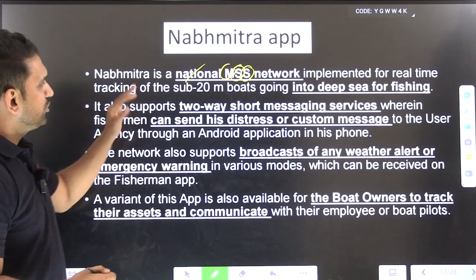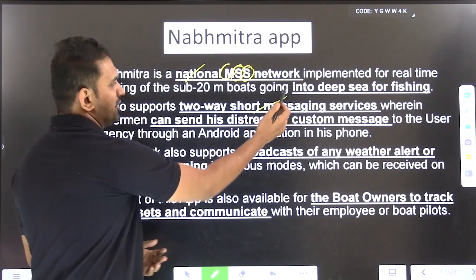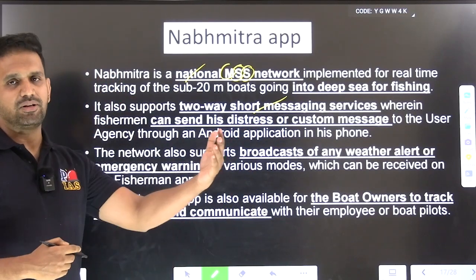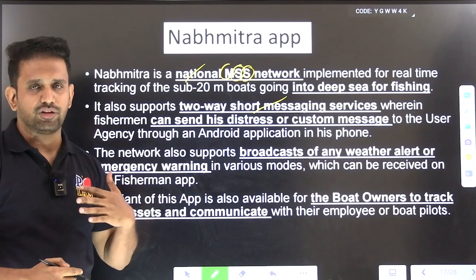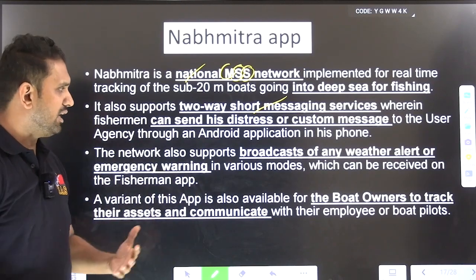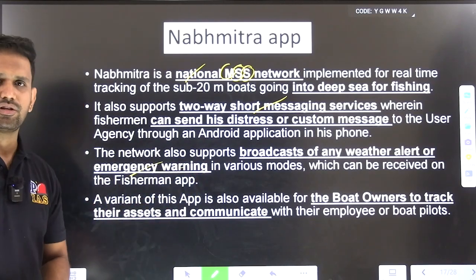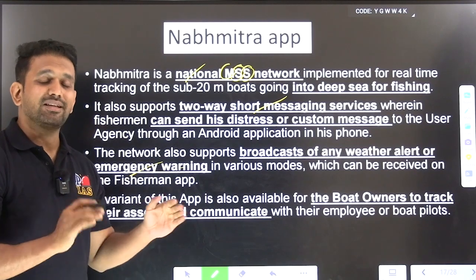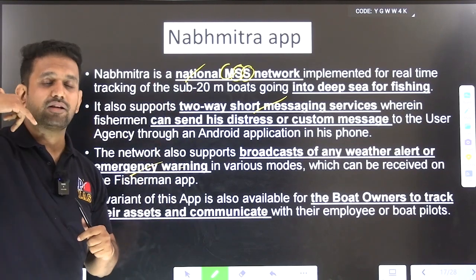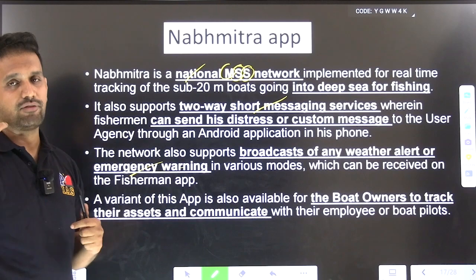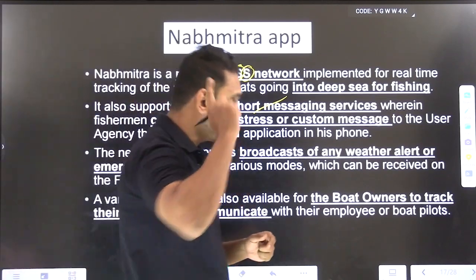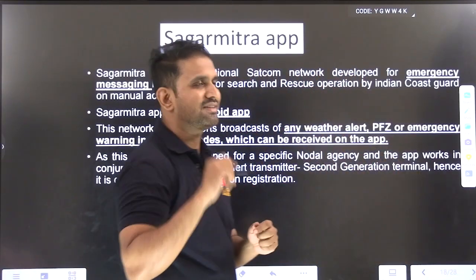Okay, fine. So two-way short messaging services. It means if I send a message from a very far area, I can also receive one. With two-way messaging, any weather alert or emergency warning is there, I can get it. Basically, the NavMitra app is nothing but a way to connect to your loved ones in case of any emergency situation through satellites if your mobile network is not working.